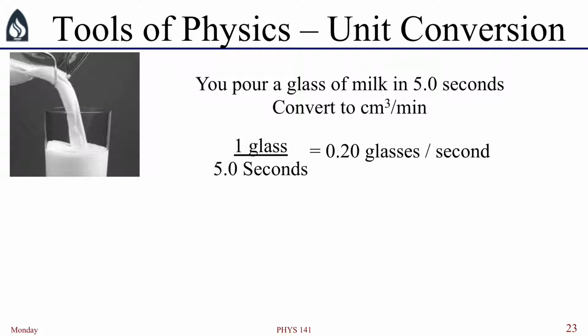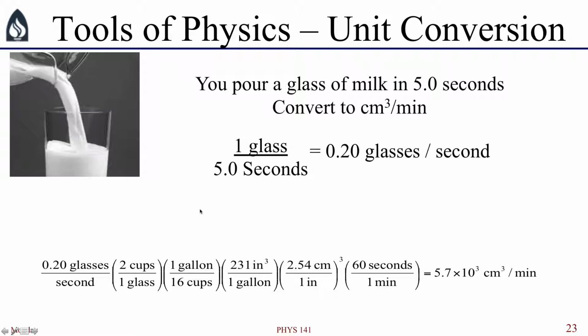Another thing we need to be able to do with units is to convert them from one form to another. So let's take an example. Let's say you can pour a glass of milk in 5 seconds, so you know your pour rate is 1 glass in 5 seconds, which is equivalent to 0.2 glasses per second. And you want to be able to convert this to cubic centimeters per minute. So here we have a volume, a glass per second, so that's time. And here this is a different volume per time that we want to convert this number to. So how would we do that?